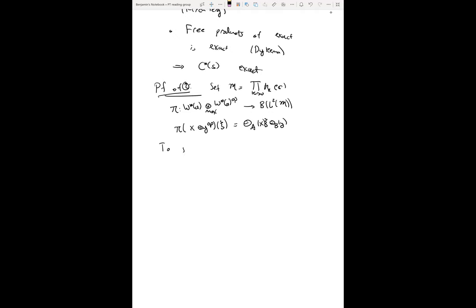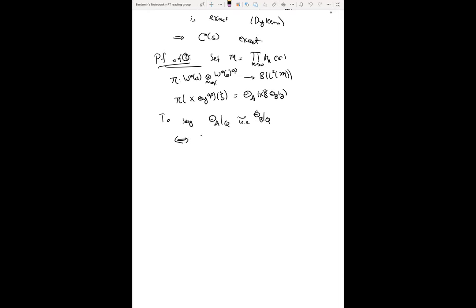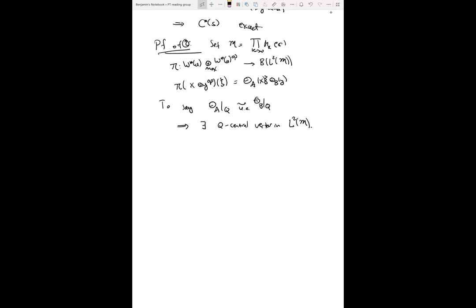Great. So the point here is that to say theta A restricted to Q is unitarily equivalent to theta B restricted to Q, that's equivalent. I actually only need the easy direction of this equivalence, but that's equivalent to saying that there is a Q central vector in L2 of M. Well, at the very least, it implies it. It's equivalent when Q is like a factor or has trivial relative commutant or something. I believe it's equivalent in general, but it implies this. Okay. Because saying that U theta A of X U star is theta B of X, that means that when I look at theta A of U star, that's U star theta B of X, and okay, that means central.